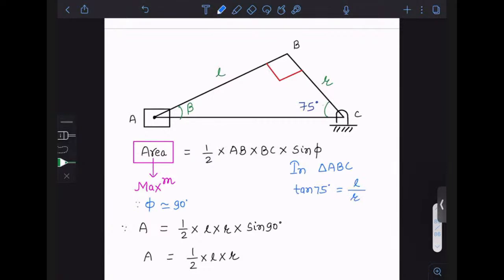So tan 75, actually, I don't know the value of tan 75. Tan 75, we need to find out. So tan 75 and L by R is your n. 2 plus root 3 it is. 2 plus root 3. That is the value of n, your 3.73.